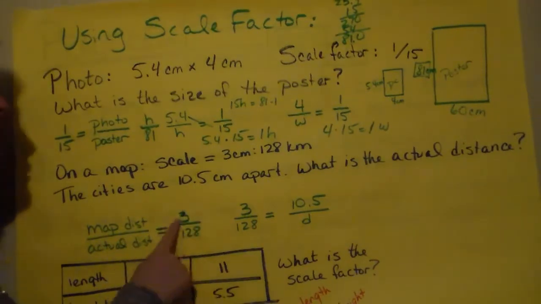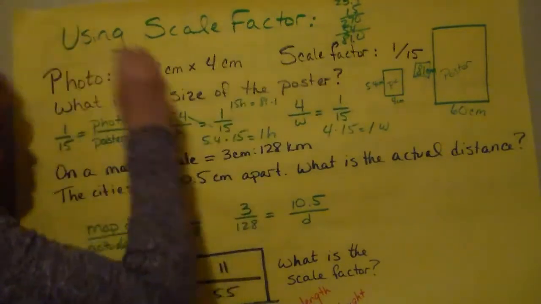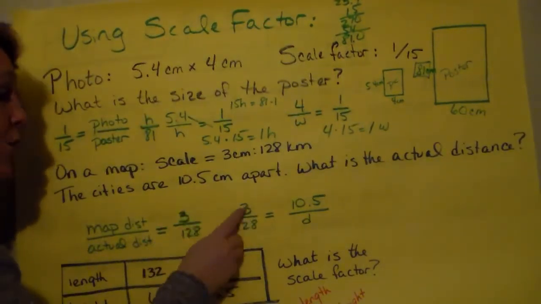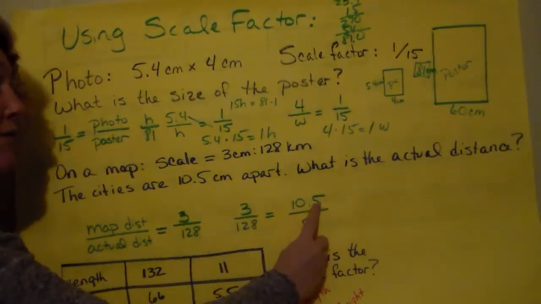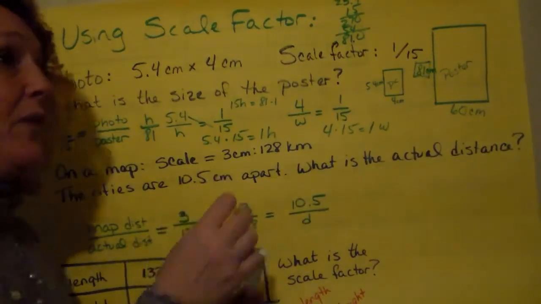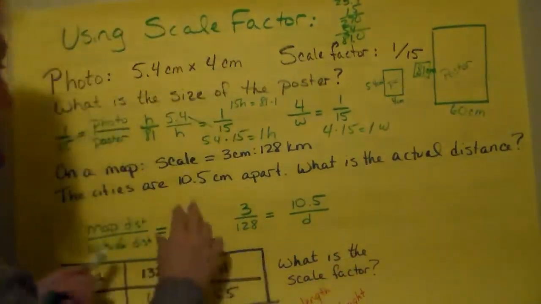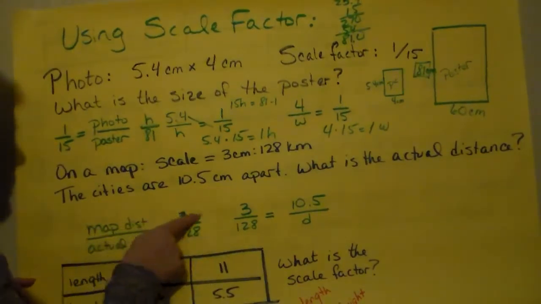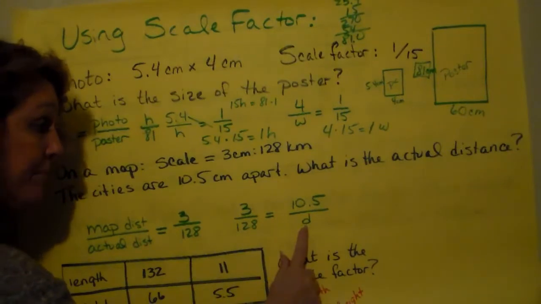Here our scale factor does not start with a 1, so it's not going to be this easy. It's not going to be just multiply them. You actually have to set up a proportion. So our 3 over 128, we have to figure out what our 10.5 means. Is our 10.5 the distance in the actual world, or is it the distance on the map? 10.5 is the centimeters on the map, so we have to put it on the top, and the actual distance is going to be on the bottom.